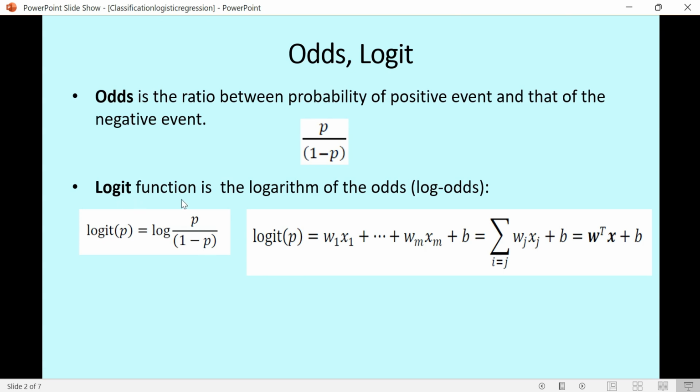And the logit, we often hear what the logit is. Logit is the logarithm of the odds, or say log odds. So logit p equals the log of odds, and logit p also equals the net input. So what is the net input?